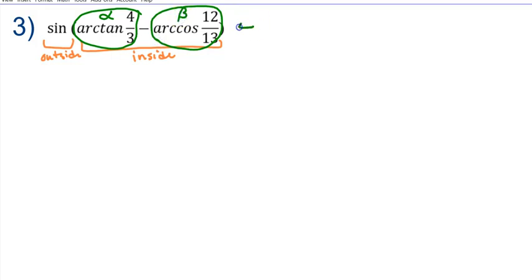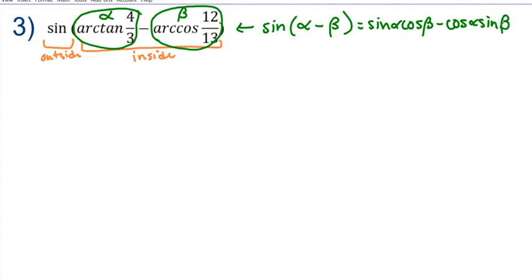So do you notice that what we're looking at here is sine of alpha minus beta? Hopefully that looks familiar. That's one of our difference identities. We have an identity for that, right? And we know that sine of alpha minus beta is going to be sine alpha cosine beta minus cosine alpha sine beta. So we need a reference triangle for alpha and a reference triangle for beta.